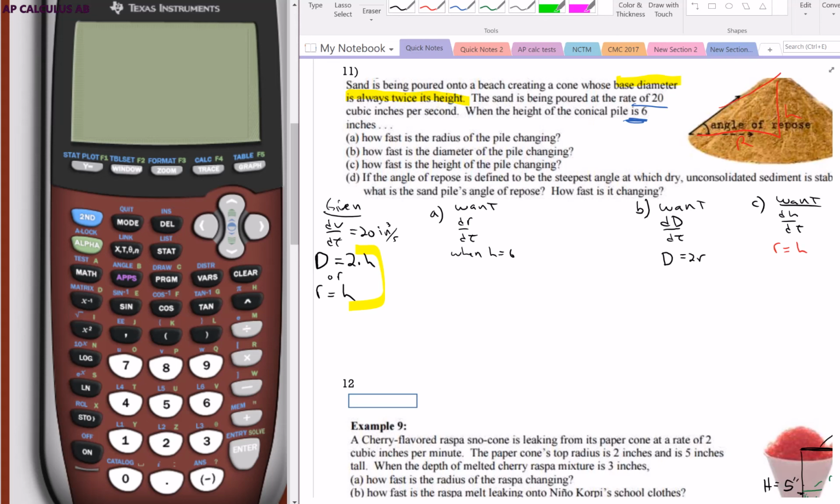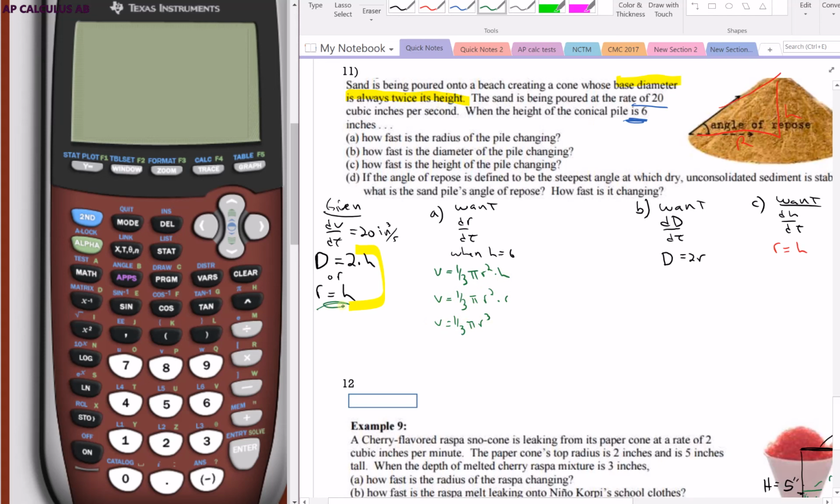How fast is the radius of the pile changing? So that's dr/dt when h equals 6. We're going to use our volume equation. We know that volume equals 1/3 pi r squared times h. Because I want dr/dt, I only want r's in my equation. So before I do any calculus, I'm going to replace my h with an r, which is going to give me 1/3 pi r cubed.